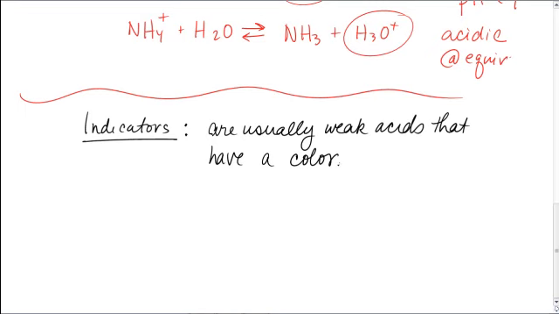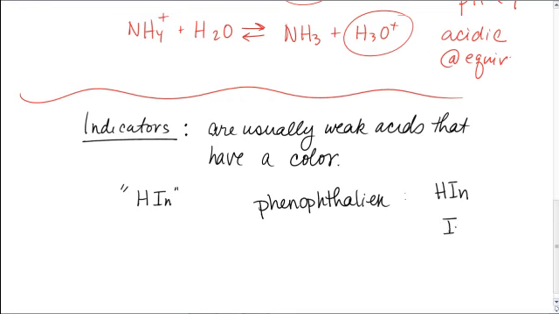All right, so we're going to, in general, call indicators, since they're weak acids, instead of calling it like HX or HY, we're going to call it HIN. I don't mean IN as in indium. I mean IN as in a generic indicator, part of that. So if, for example, we're talking about phenolphthalein, in the case of phenolphthalein, it could be found in the form of HIN.